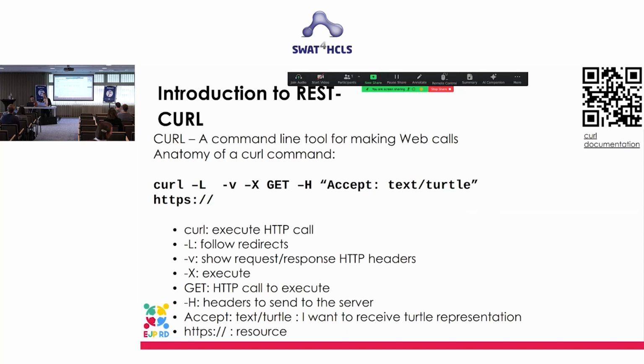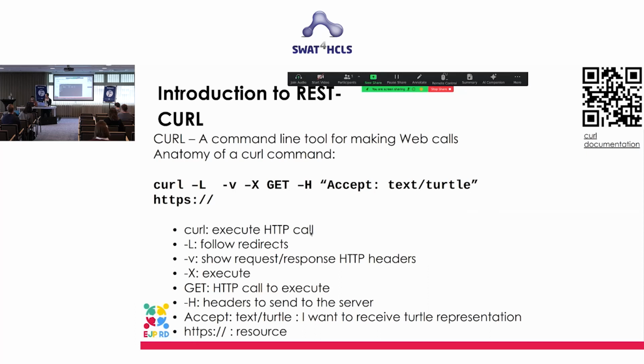And then here we are going to start on the programmatic part of interacting with things. So curl is a command line tool for making web calls. And this is the anatomy of a command that uses curl. So we will say curl -L, which is follow redirects. We will see what that means in a second. Then -v means verbose, which is please tell me what you are doing. -X, which means execute. Then in this part, we have GET, which is the call that we want to perform.